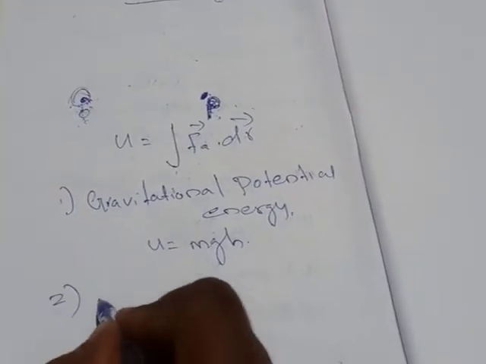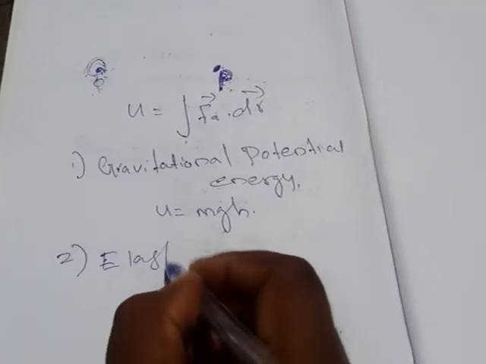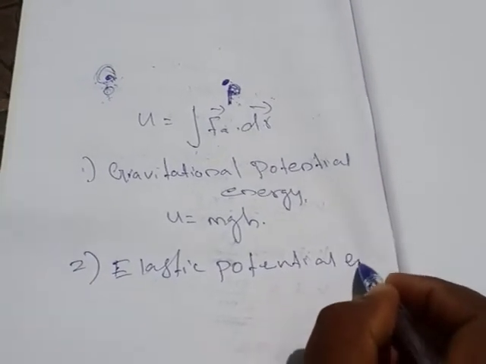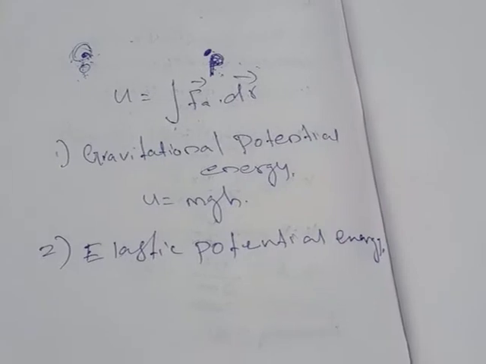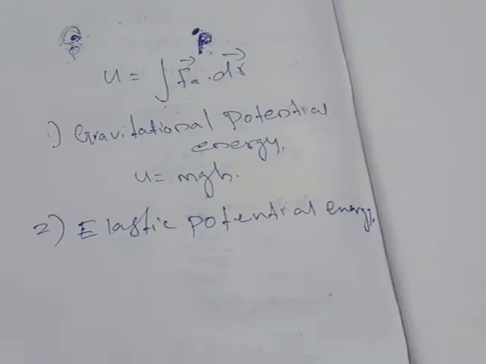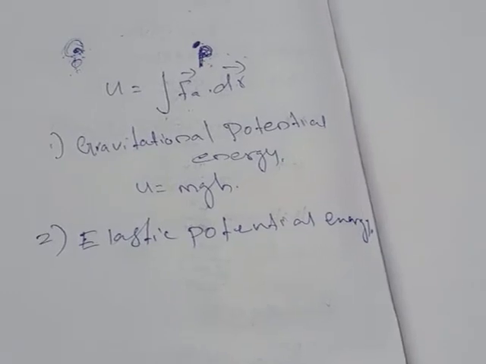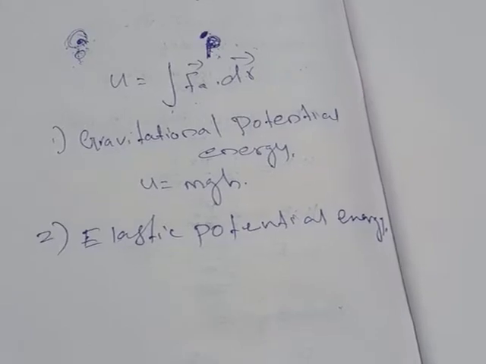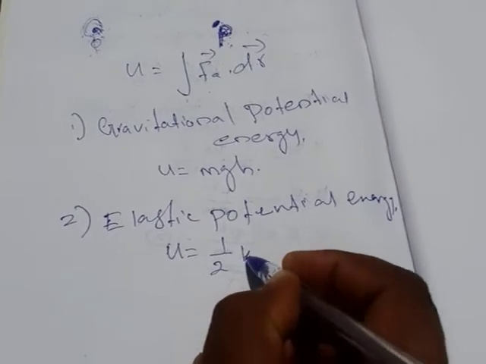The second type of energy is elastic potential energy. What does elastic potential energy mean? If you take a spring and stretch or compress it, it possesses elastic potential energy. The energy due to spring force and other similar forces gives rise to elastic potential energy, and we use the equation U is equal to half kx square.